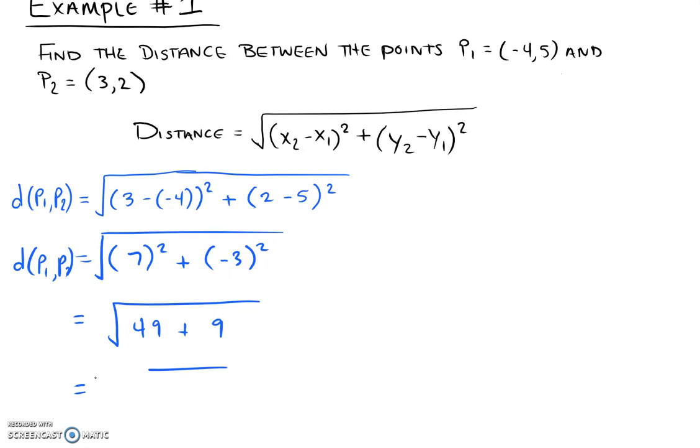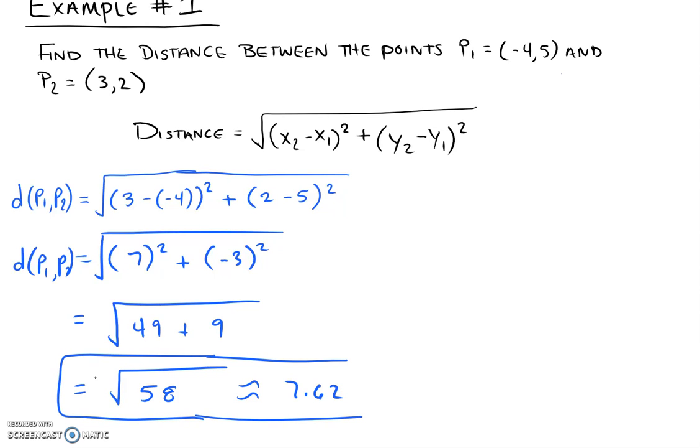So from here, we simply have the square root of 58, or if you want to get that to decimal form, that would simply be 7.62. Now, there's no right or wrong answer there. Either one of those is acceptable. It just really depends on what the problem is asking you for.